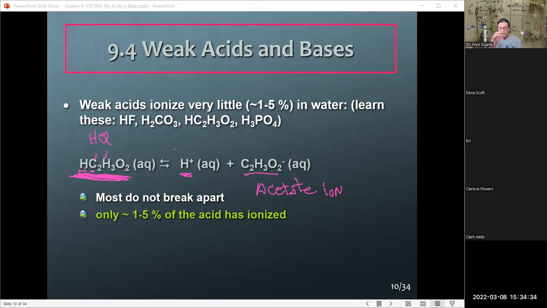Now, because it's a weak acid, whereas the previous strong examples had a one-way arrow, in this scenario we have a two-way arrow, which tells you that we have a lot of the starting material combined, not separated. If this were a strong acid like we did earlier with HCl, it would be a one-way arrow, just like I'm writing here. The two-way arrow indicates it does not break 100% apart, and so it would be a weak acid.